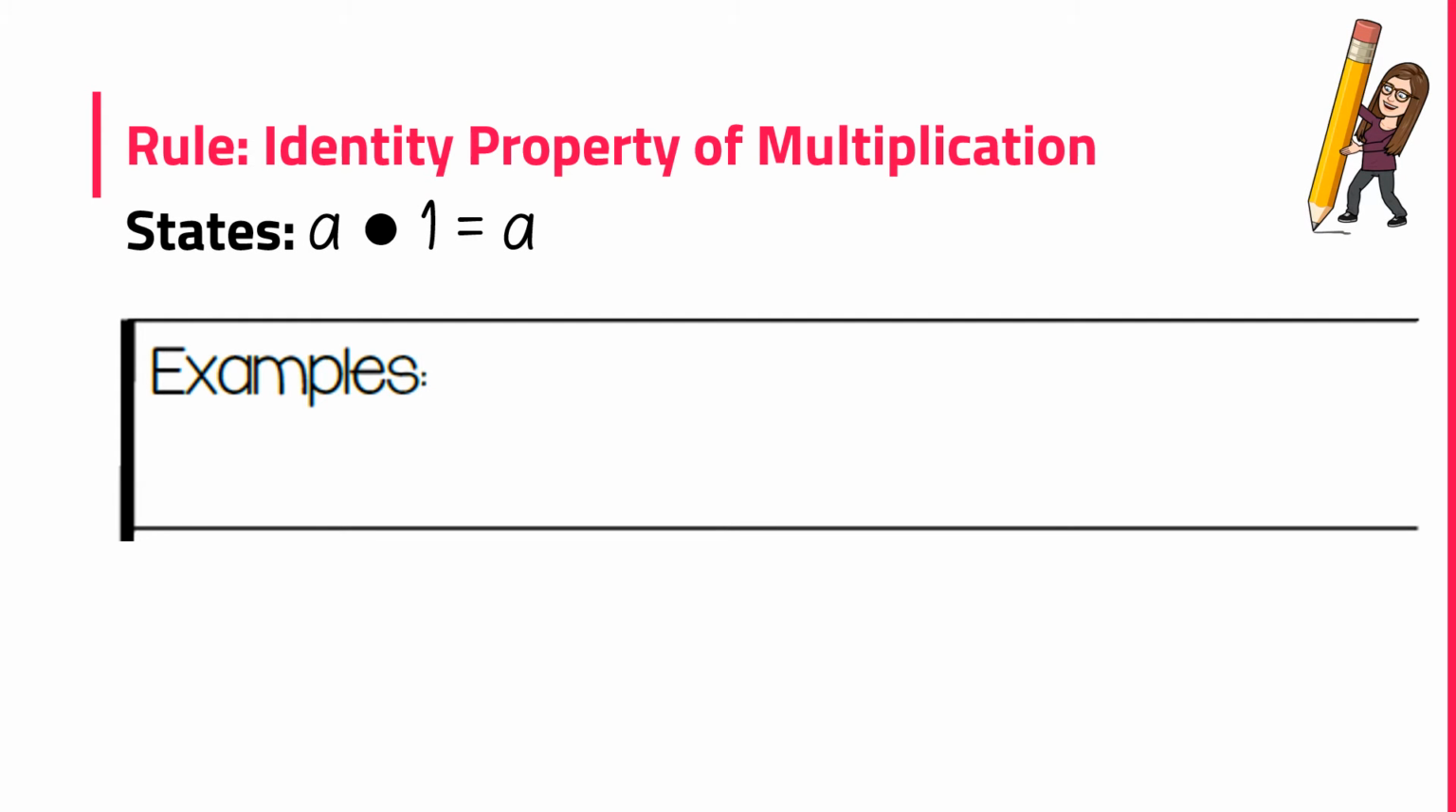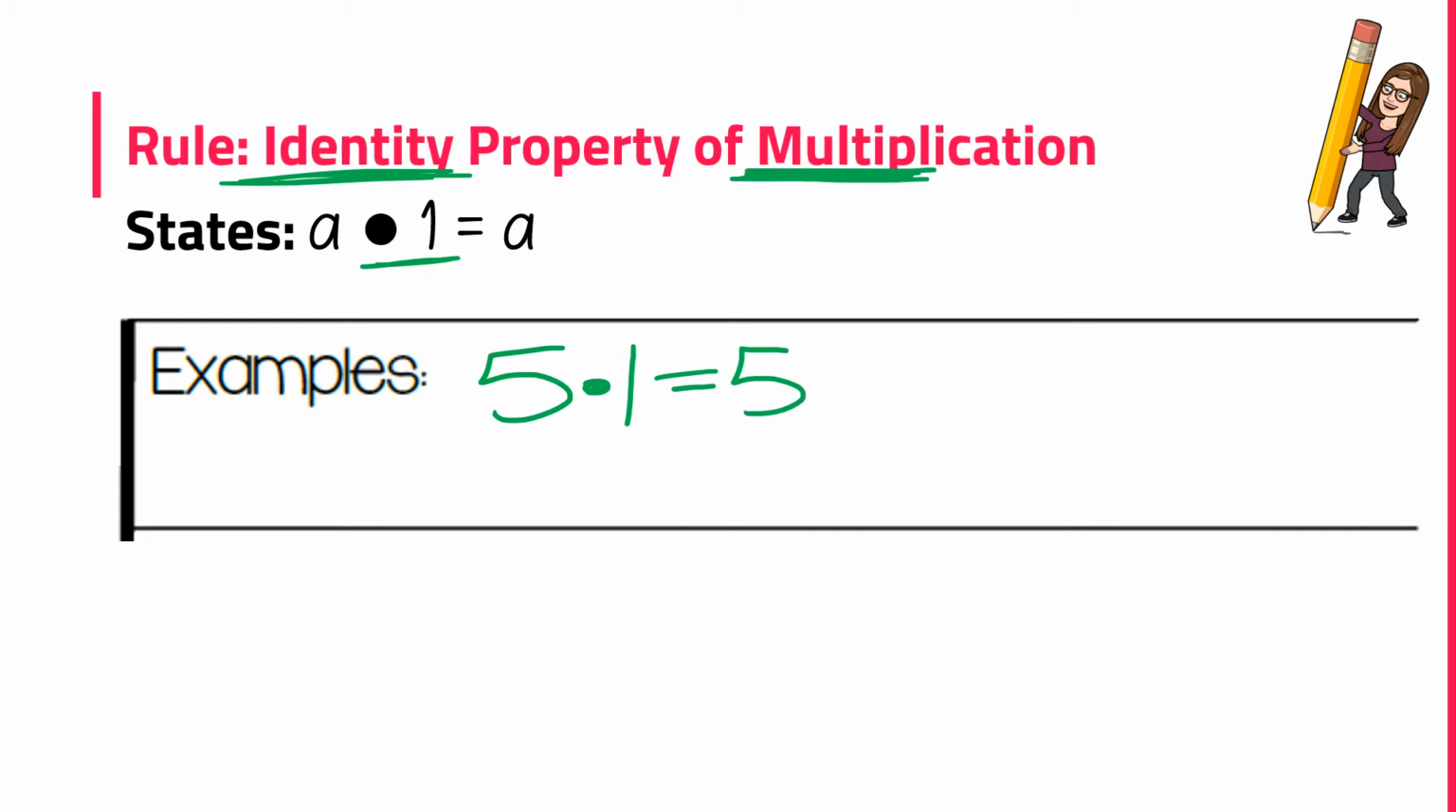The next tab is sort of similar. We're talking the identity property of multiplication. What can I multiply a number by and it will keep its identity? 1. For example, 5 times 1 keeps its identity of 5. Pi times 1 keeps its identity as pi. Any number multiplied by 1 keeps its identity.